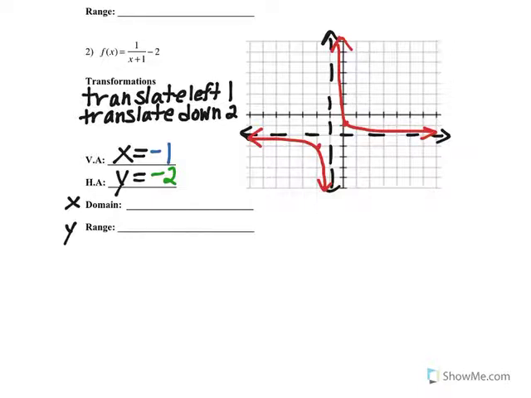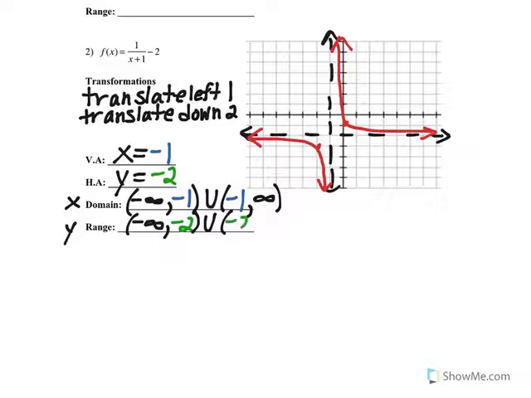You're looking at your vertical asymptote when you're doing domain. We're going to go negative infinity to negative 1, union negative 1 to infinity. Then for your range, we're going to look at the horizontal asymptote, so we'll go negative infinity to negative 2, union negative 2 to infinity.